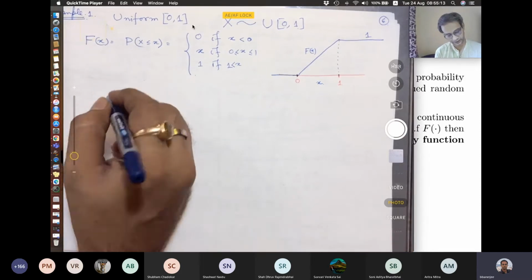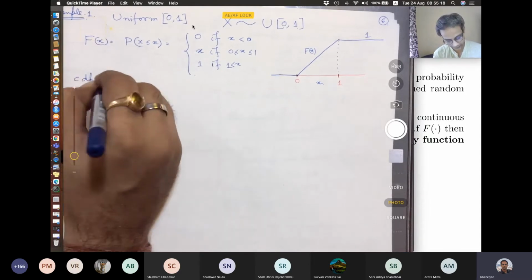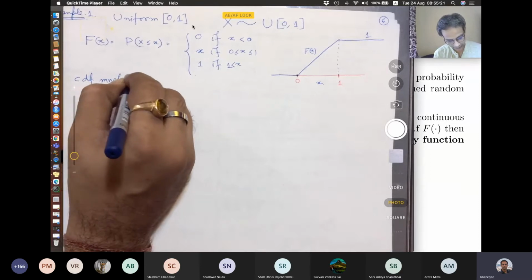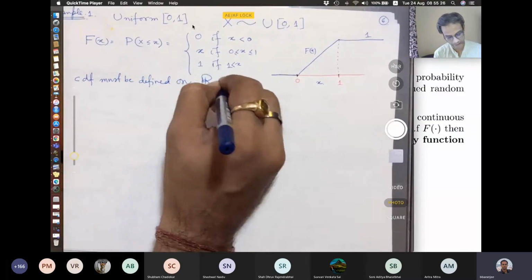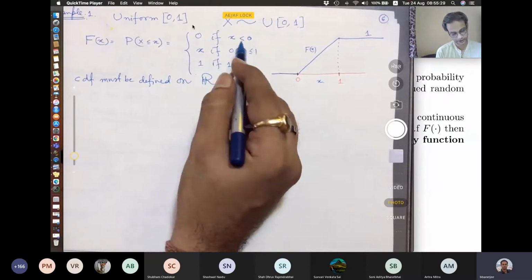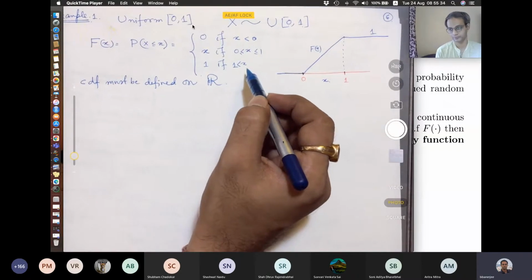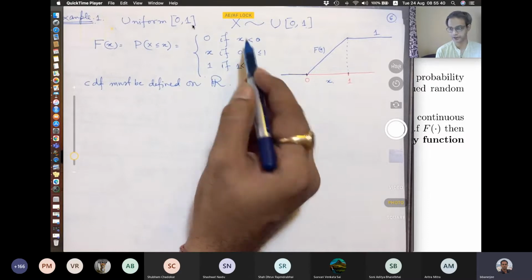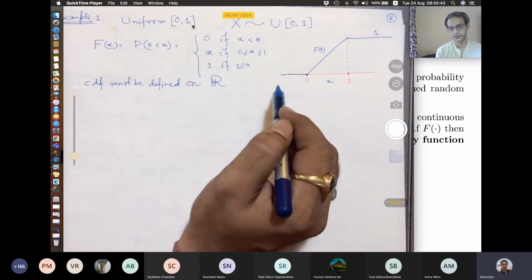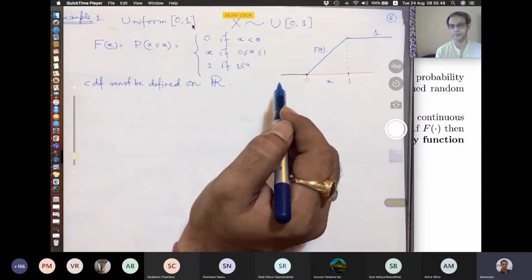Now remember, the CDF must be defined on the entire R. So it must consider the entire range of the real line. Nowadays you are having online exams, but in an offline exam, if you miss any point to write, it is strictly cut and you get 0. One mistake in the definition of CDF and PDF will not allow any partial marking.